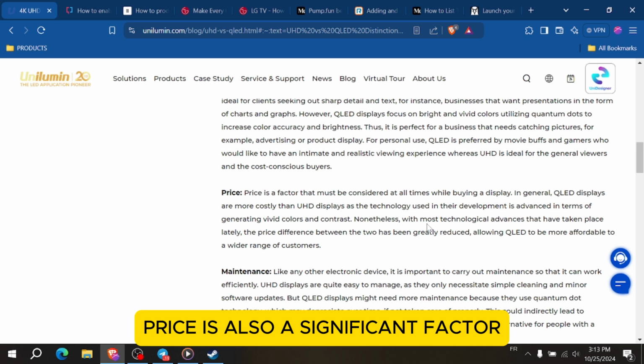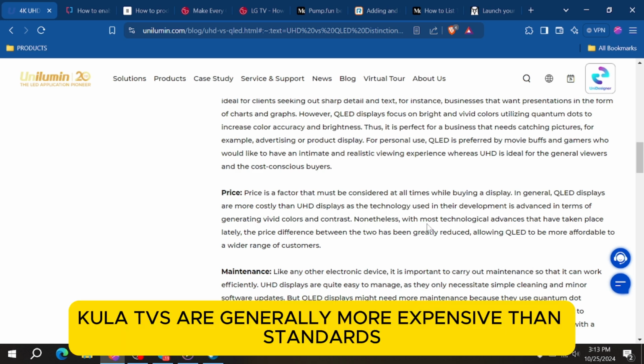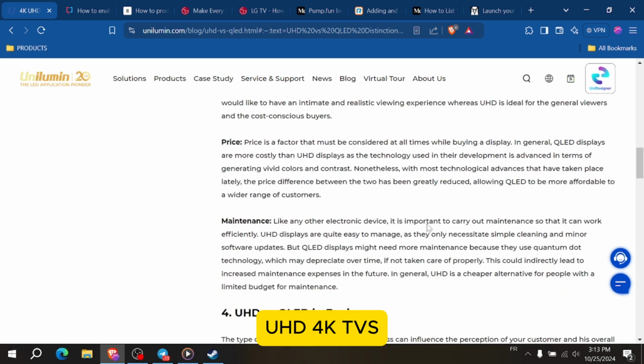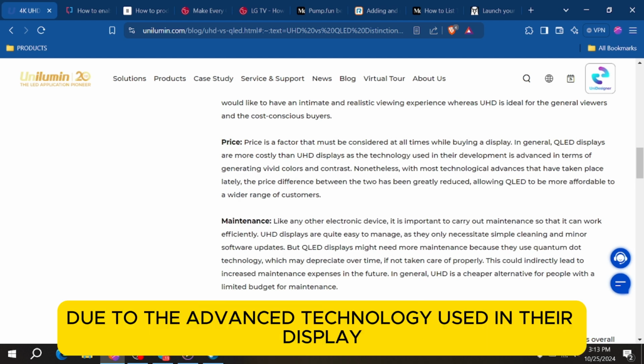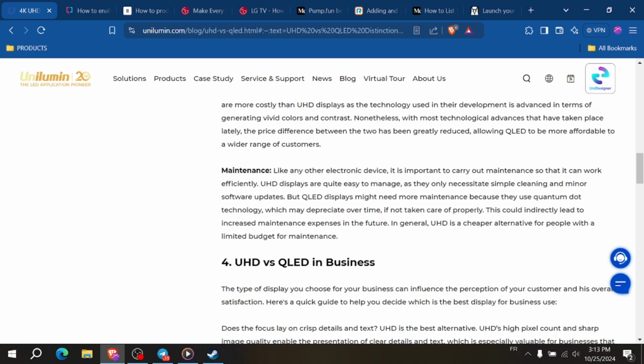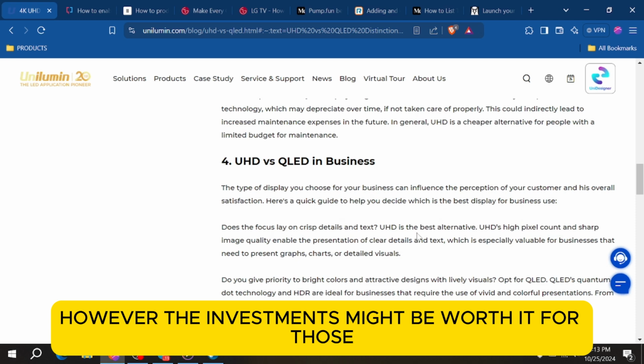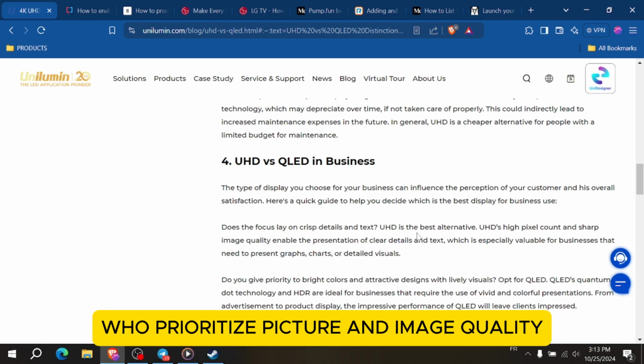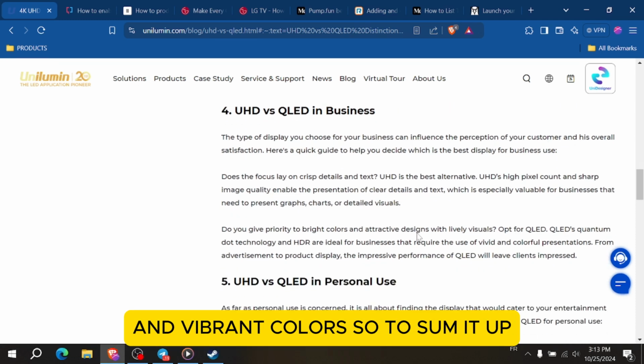Price is also a significant factor. QLED TVs are generally more expensive than standard UHD 4K TVs due to the advanced technology used in their display. However, the investment might be worth it for those who prioritize picture and image quality and vibrant colors.